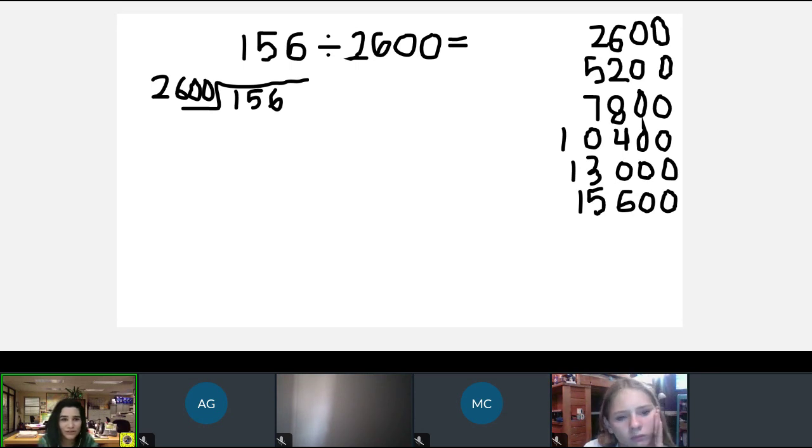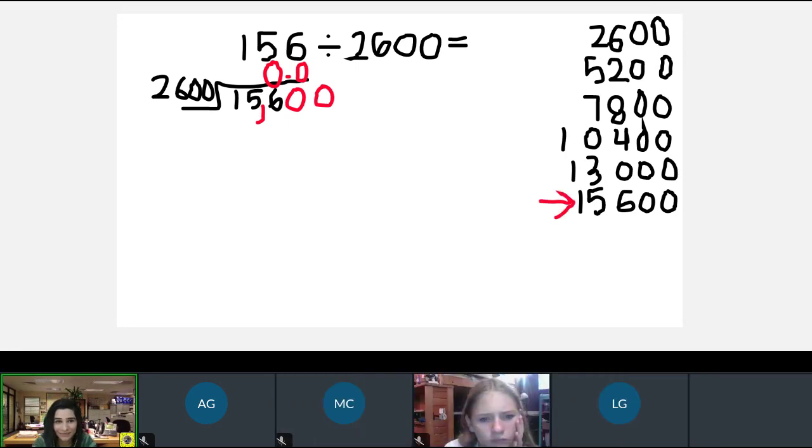How many 2,600s can go into 156? None, right? 0. Then I will add a decimal. This will allow me to add a 0. How many 2,600s can go into 1,560? Still none. A 0. Then I will add one more 0. Now this becomes 15,600. How many 2,600s can go into it? Right here, right? 6 times.